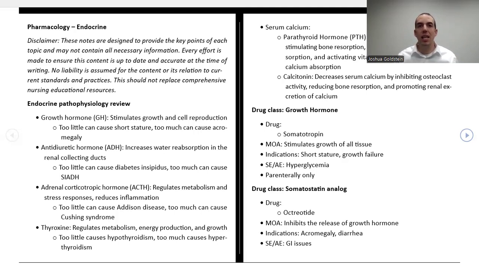My name is Dr. Goldstein, and in this lecture, we're going to go through endocrine pharmacology. Let's go ahead and start off with talking about a few different hormones, some basic physiology and pathophysiology. We're going to start with talking about growth hormone.